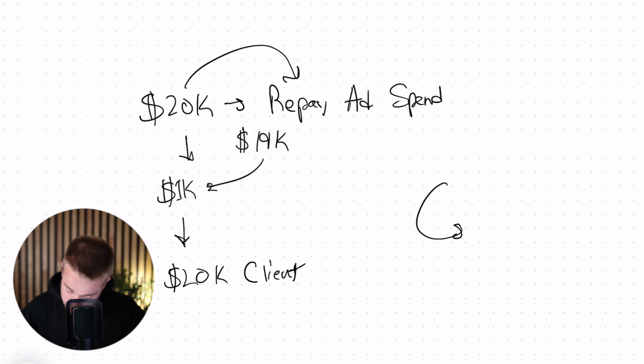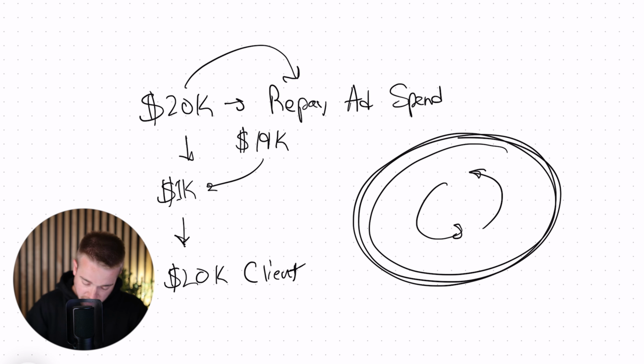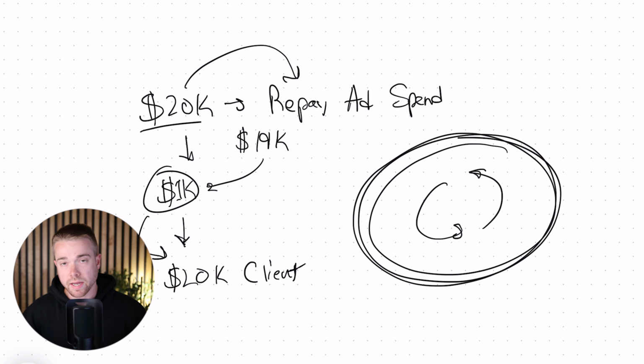Now you can go around and around and get as many clients as you want, because you have the money from the client you just closed and you put that back into more clients, right? This is the concept a lot of people need to understand. At this point, you are now in ATM printing mode. You can literally take money from the client you just closed, put that back into ads, and spend another $1,000 to get another $20,000, right?